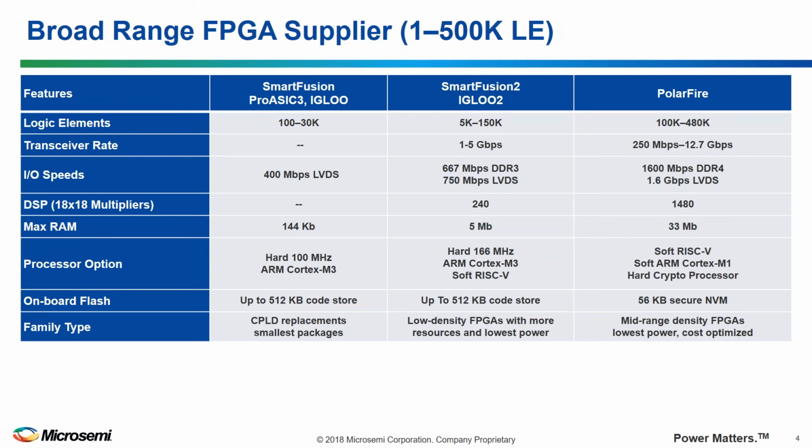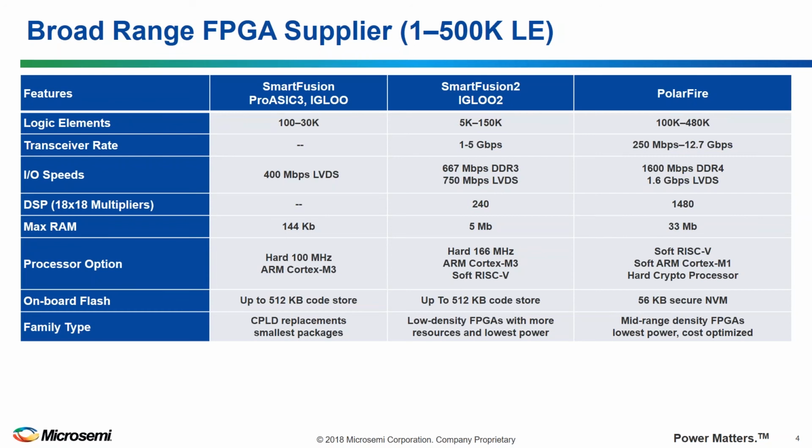Moving up to the second column, here we have the SmartFusion 2 and Igloo 2 families. These are low-density FPGAs that range from 5,000 to 150,000 logic elements. And here we've added some other features we never had in the SmartFusion, ProASIC 3 and Igloo families, like DDR controllers that will support DDR3 memories up to 667 megabits per second. We have SerDes that are capable of 5 gigabit per second operation. And in the SmartFusion 2 family, we have a hard ARM Cortex-M3 processor that runs at 166 megahertz.